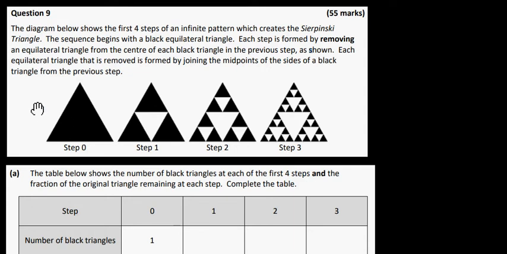It's equilateral. Each step is formed by removing an equilateral triangle from the center of each black triangle in the previous step as shown. Each equilateral triangle that is removed is formed by joining the midpoint of the sides of the black triangle from the previous step.